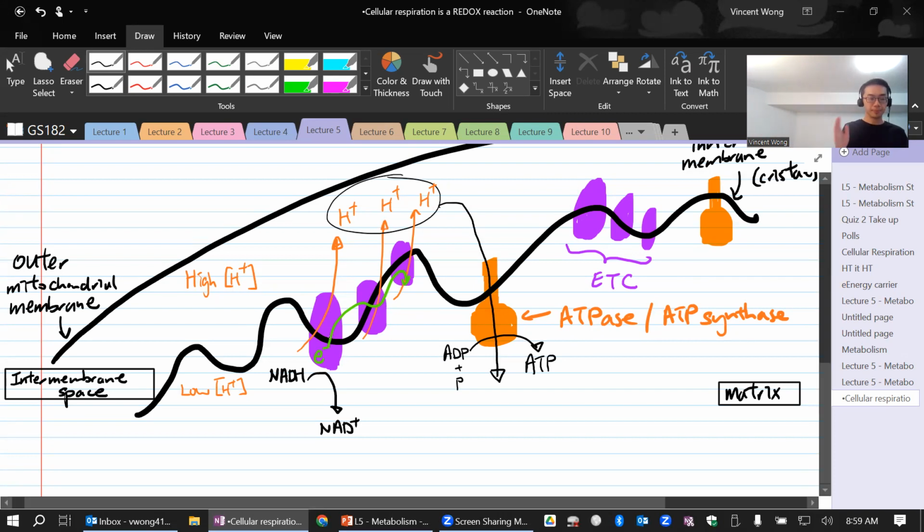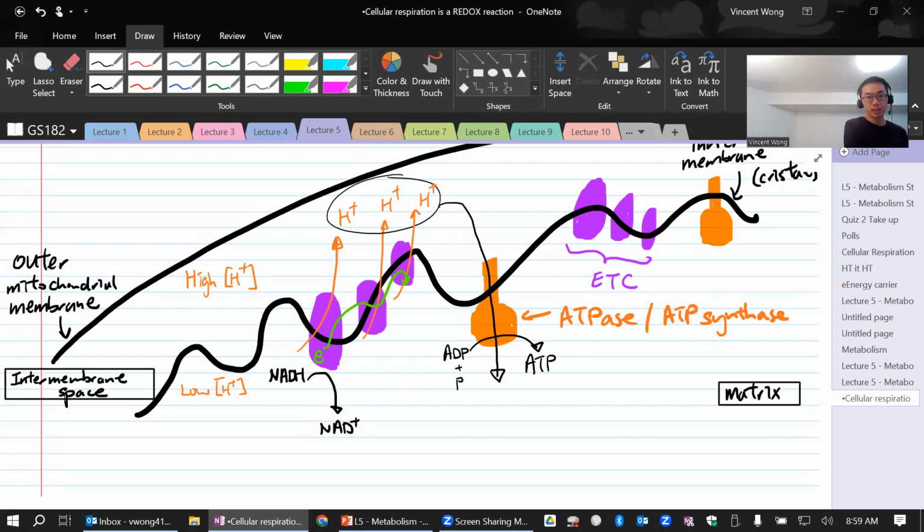Sorry, I have a quick question. So as the H plus comes back into the matrix, it's generating energy to form the ATP? That's right. As it's coming back down, much like the water falling and going through the turbine, instead of converting it to electricity, we're converting it into chemical energy. We're converting it into ATP.